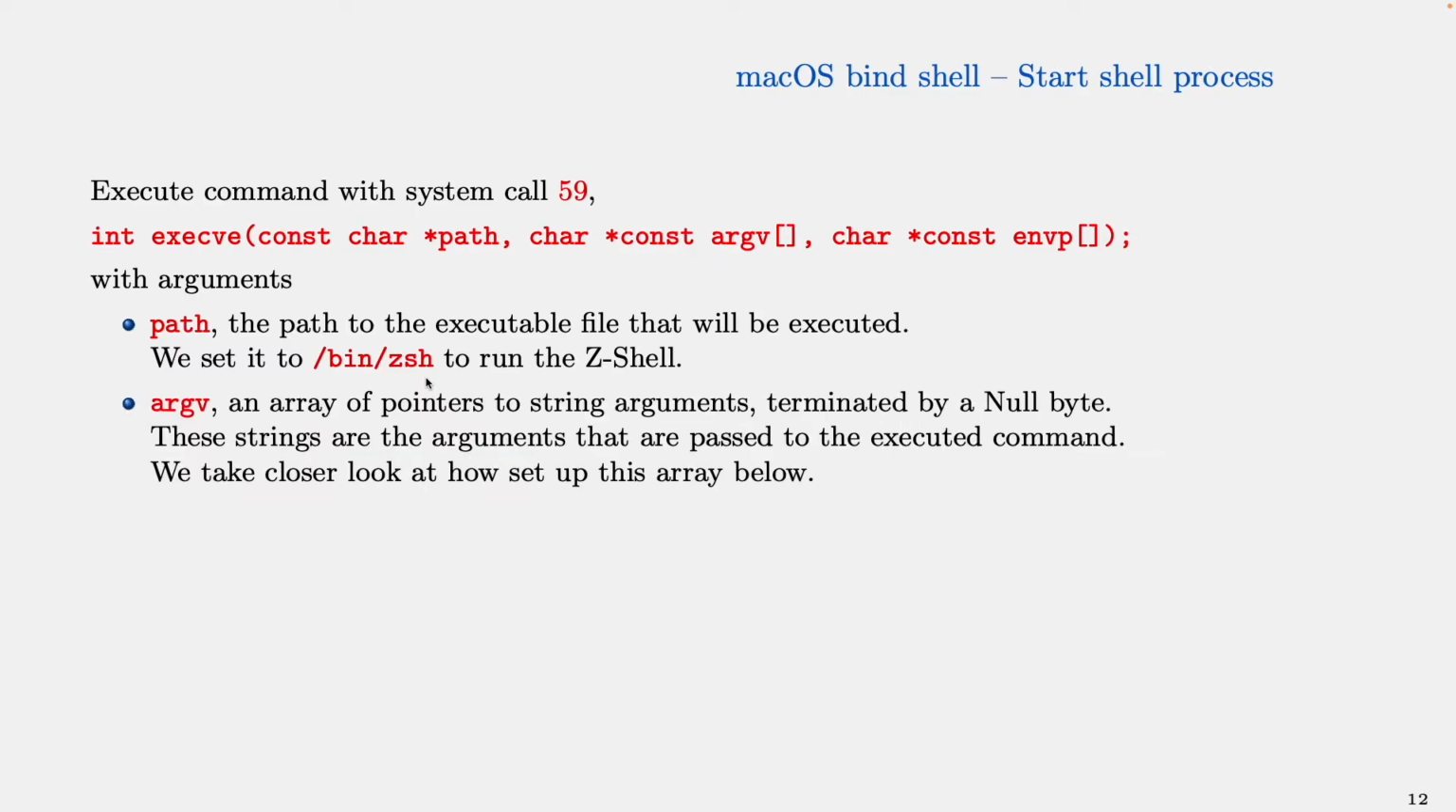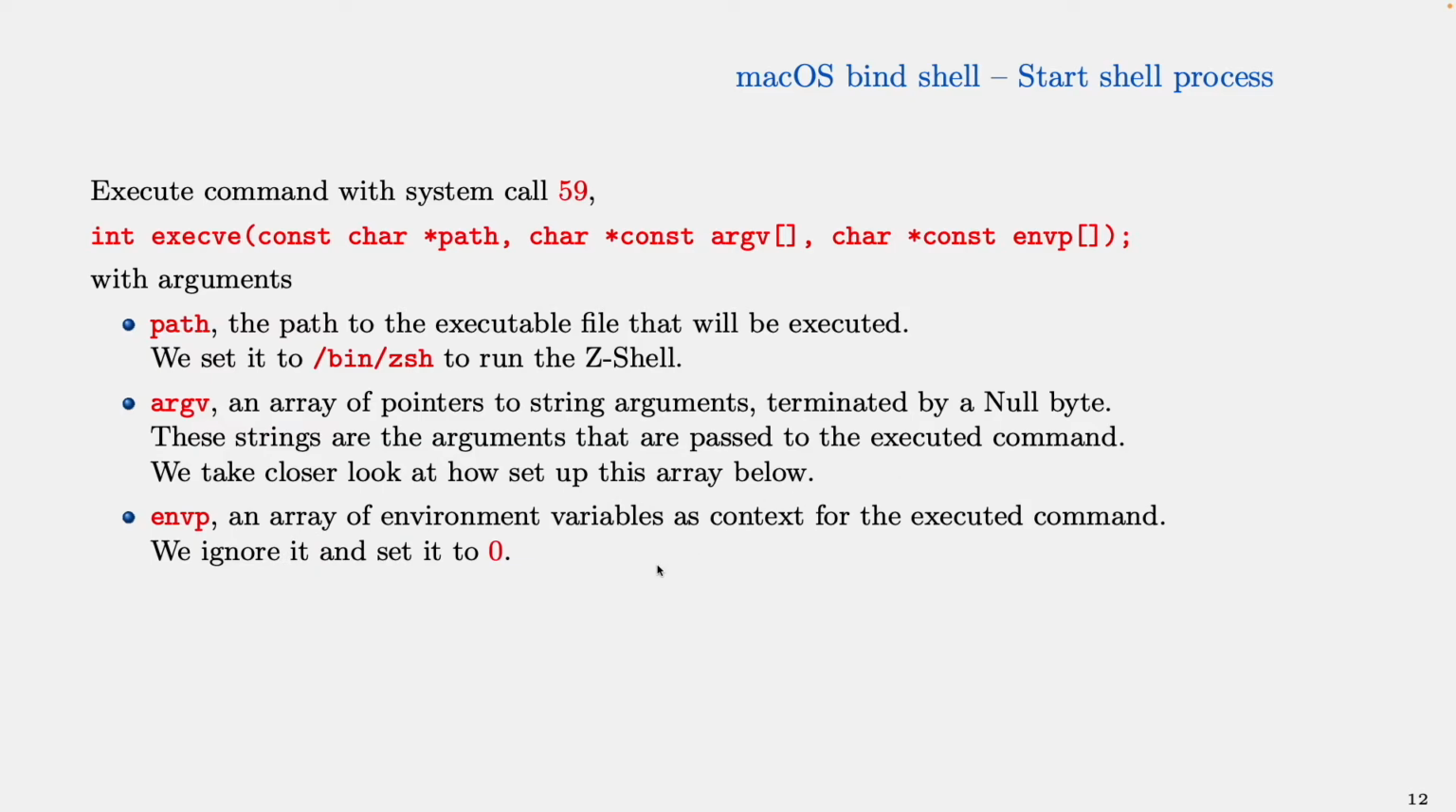The second argument is an array of pointers terminated by a null byte, and each pointer points to a C string, which is handed as a command line argument to the program that we execute, so to the Z shell in our case. Here the Z shell requires only one argument, which is its own path name, /bin//zsh once more. And we will take a closer look at how to set up the arguments in a moment.